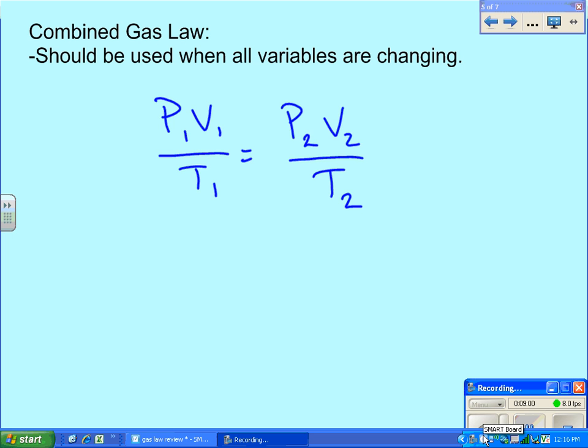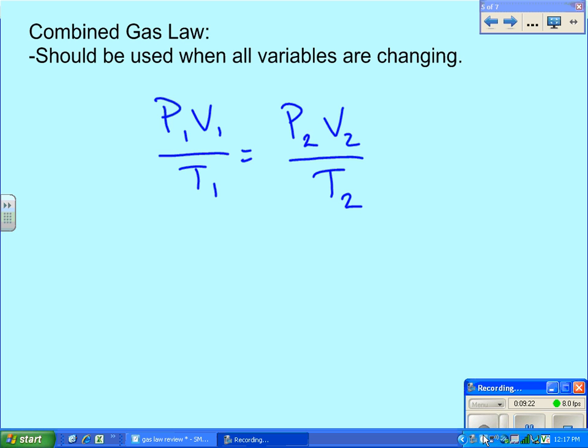Okay, so what if one of those things is not held constant? What if you're heating something up and the pressure and the volume are also changing at the same time? Then we can just combine all those relationships to come up with the aptly named combined gas law. This is what the combined gas law looks like. It's the ratio of PV divided by T. That will always be constant in this case.